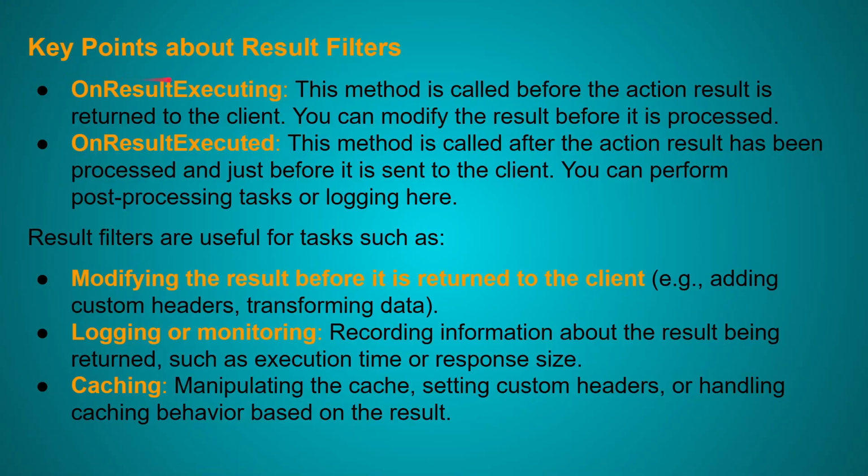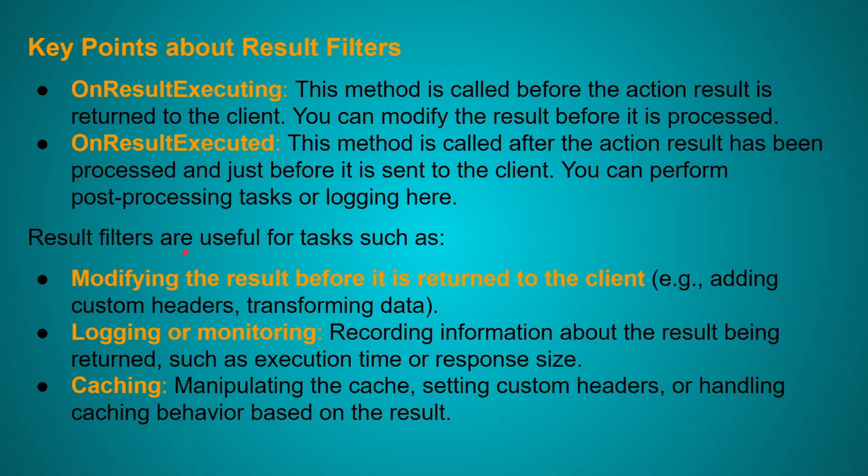Key points about result filters. OnResultExecuting: this method is called before the action result is returned to the client. You can modify the result before it is processed. OnResultExecuted: this method is called after the action result has been processed and just before it is sent to the client. You can perform post-processing tasks or logging here.